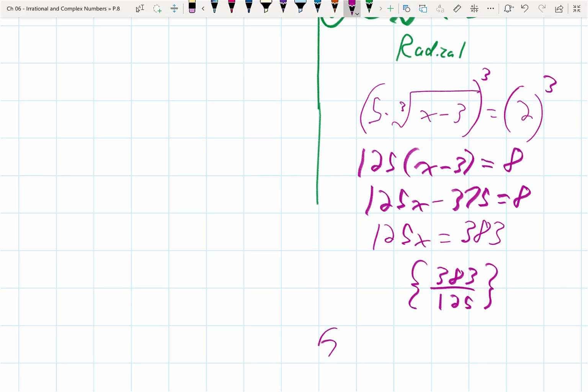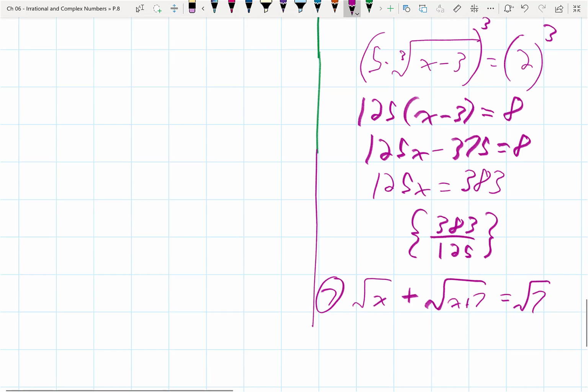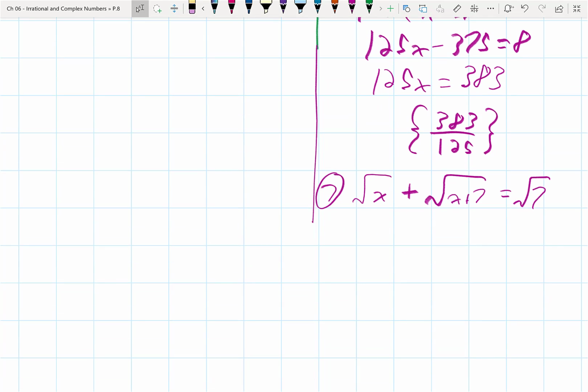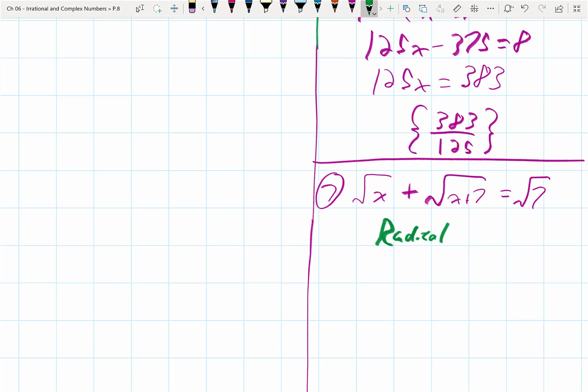Okay, number 7. Wait, is this on radical or linear? Right side. Root x plus root x plus 7 equals root 7. It's definitely radical. I mean, there's radicals everywhere.